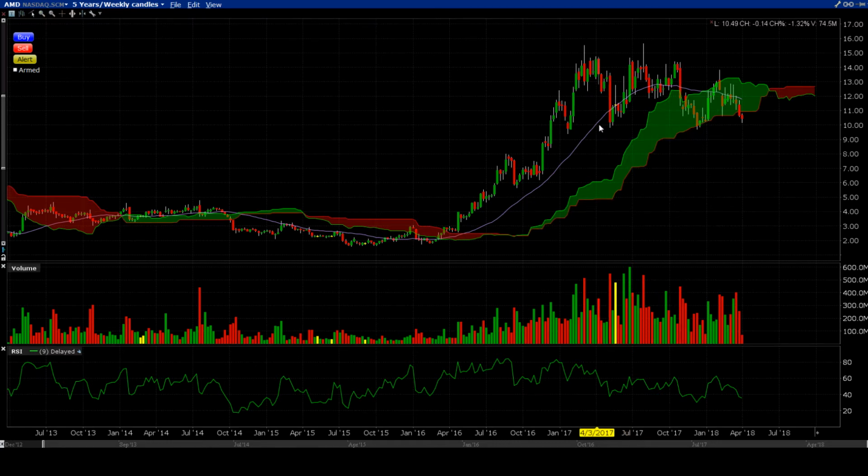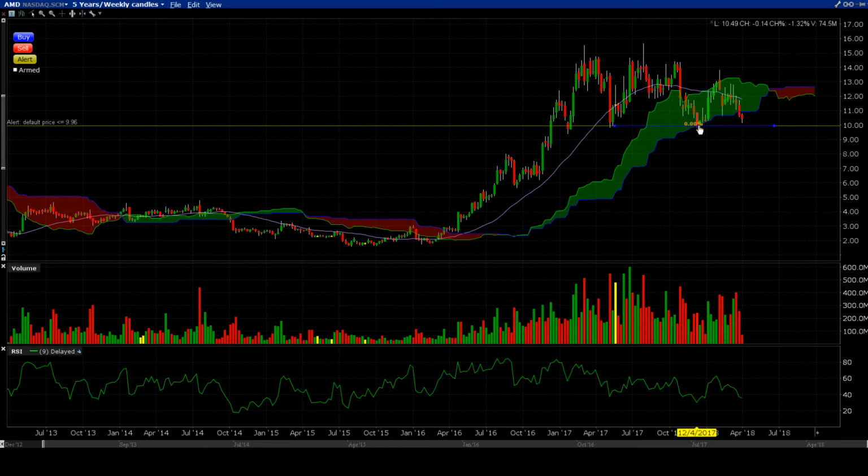We're also close to breaking down on the weekly. Here is the breakdown line at around $10. So I could put an alert on the weekly for a close below 10. And you see that cloud? The action has been going sideways for a while, and now we're right under the Ichimoku cloud, the green cloud, the support.